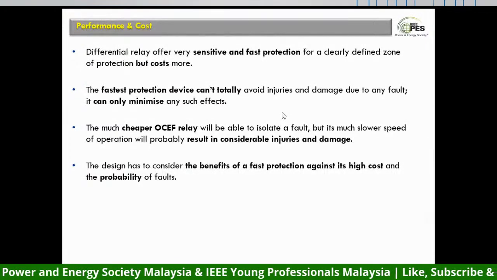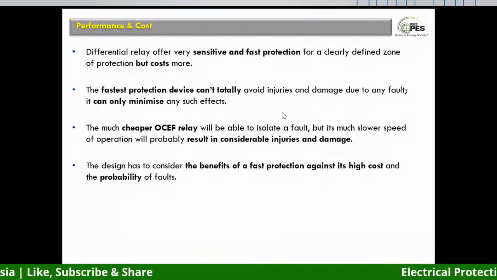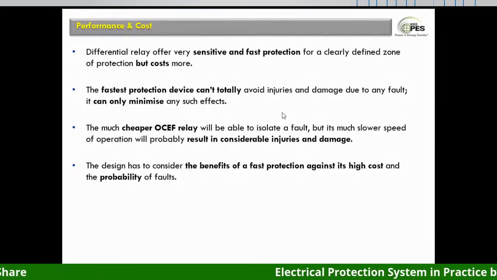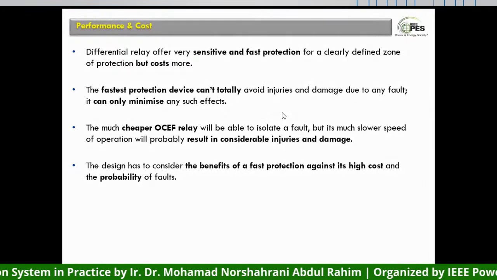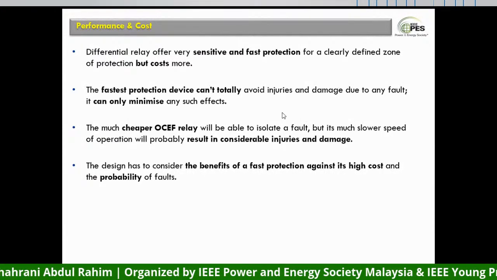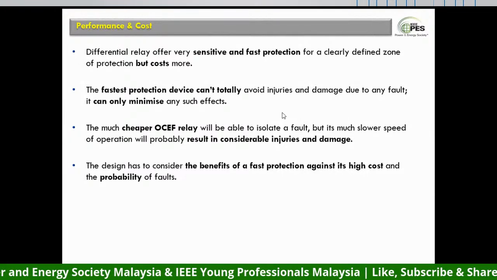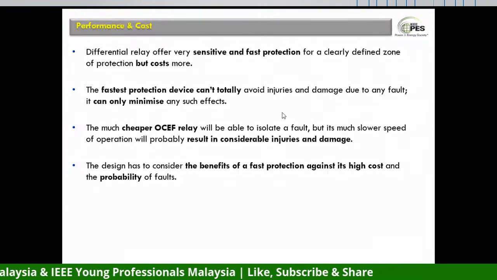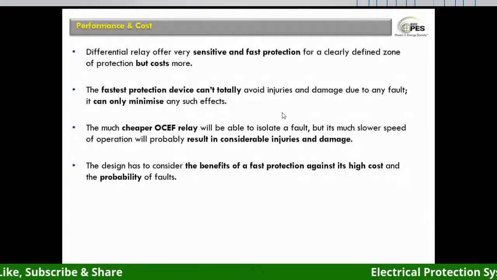Number 3, for example, is the cheaper overcurrent fault relay in the market, so we choose a cheaper one. But we also need to consider that when we buy a cheap relay, the performance is not that good. For example, the numerical processing in the relay is slower, so as the time increases, the fault current will travel more and affect injuries and damage.